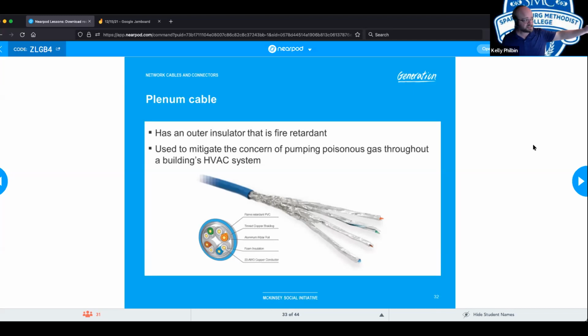The plenum cable itself is fire retardant. You can actually sit there with a blowtorch on this stuff and it will barely smolder. It'll melt and smolder, but it won't burn. So you don't have to worry about poisonous gas if a fire starts up in the building. So anytime you're hearing about drop ceilings, HVAC, or fire retardant, your mind should instantly go to plenum. There is no other answer.